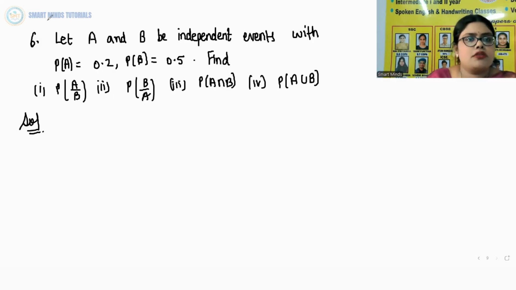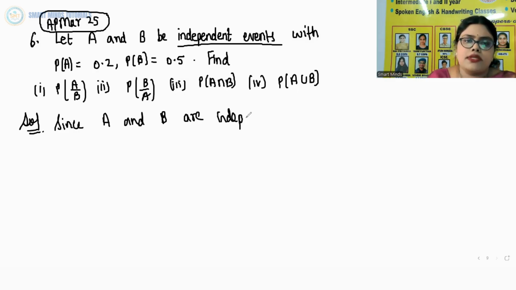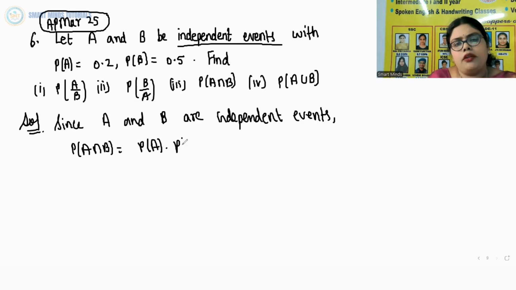Now take the next question. This question is very, very important. Last appeared in AP March 25. So let's see how to begin this question. Whenever you find independent events in the question, always remember the condition. Since A and B are independent events, what is the condition? P of A intersection B is equal to P of A into P of B.